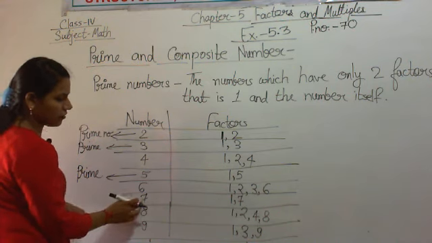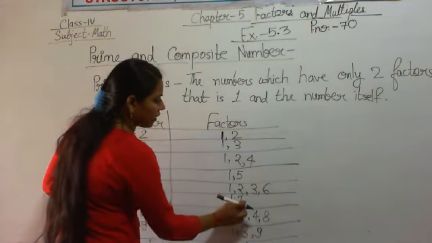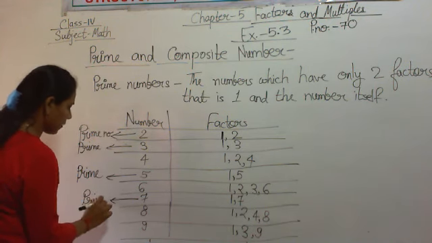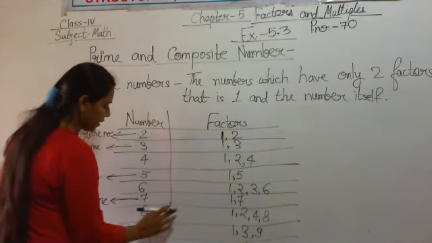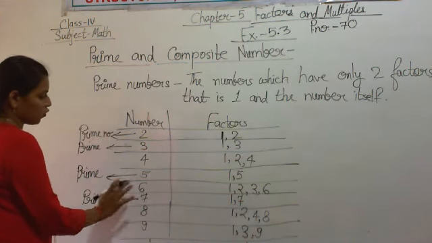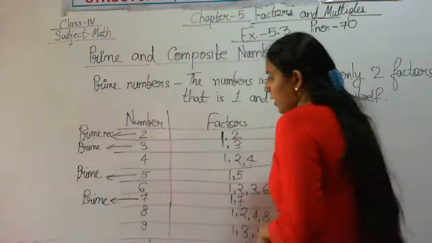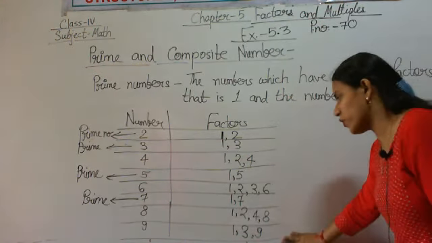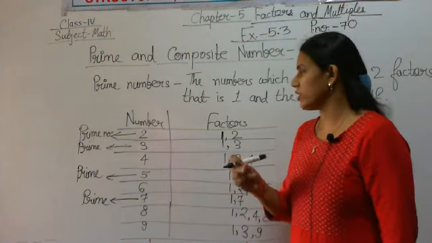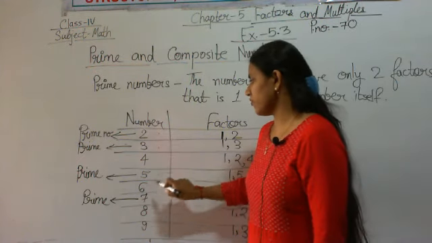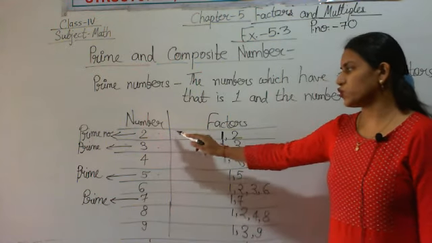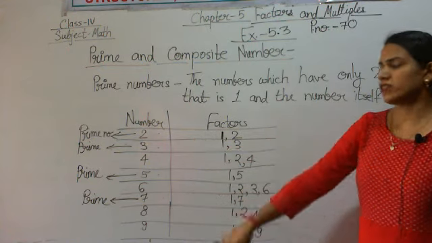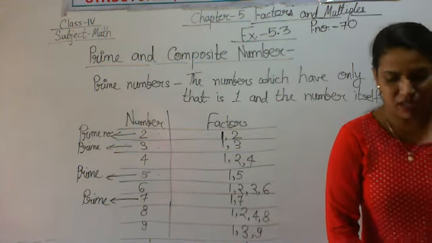Now check for 7. Number 7 has only 2 factors, 1 and 7, so yes, it is a prime number. Number 8 has 4 factors. Number 9 has 3 factors. So these are not prime. How many prime numbers are written on the board in total? 1, 2, 3 and 4. That is 2, 3, 5 and 7. All these are the prime numbers.